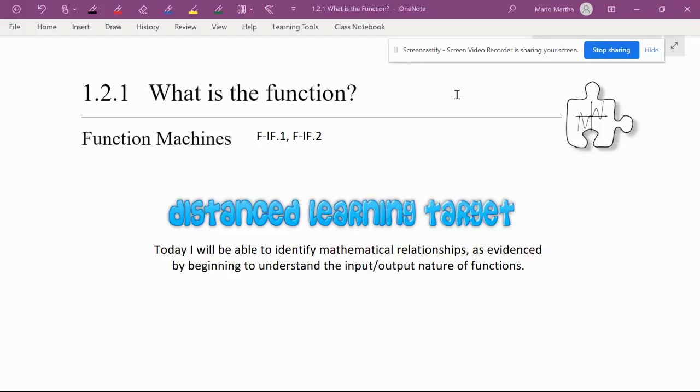Welcome back, everybody. Today's topic 1.2.1. What is the function? And we'll be talking about function machines.